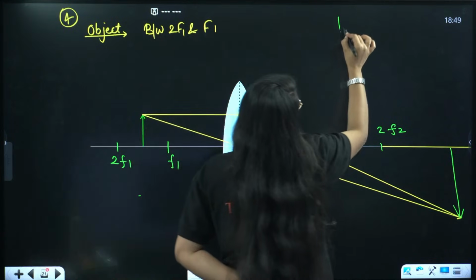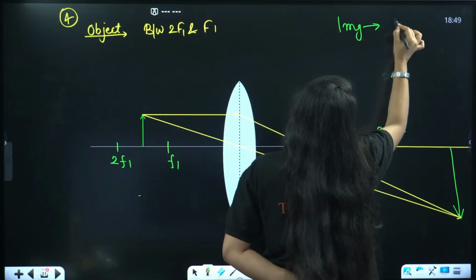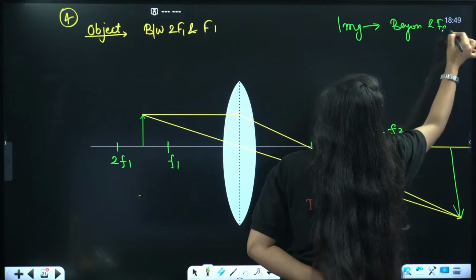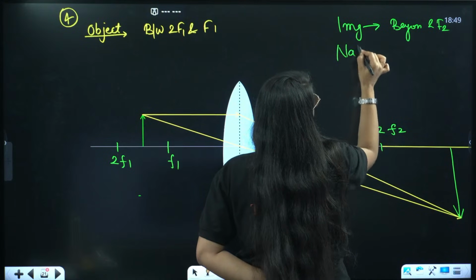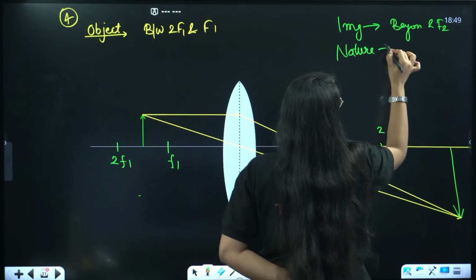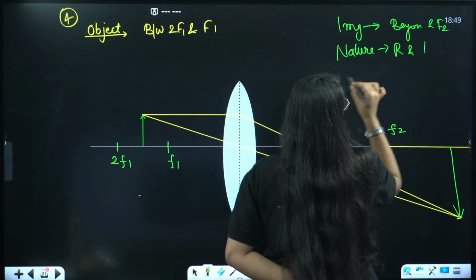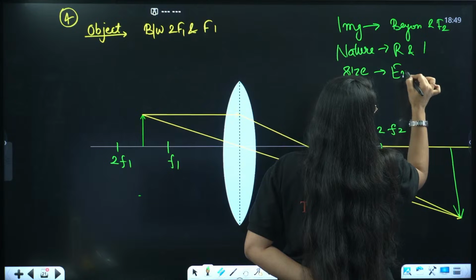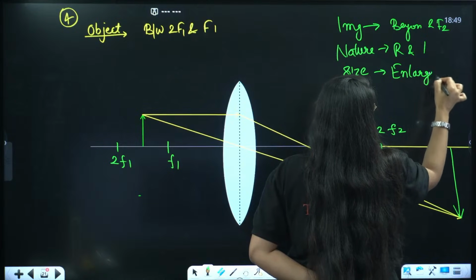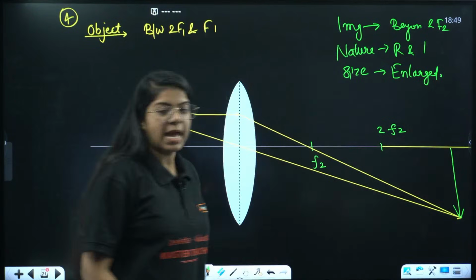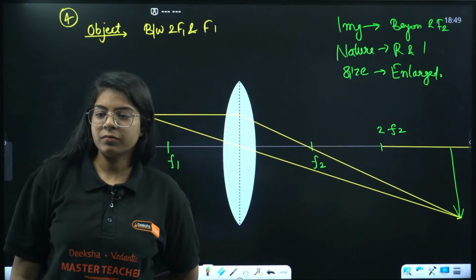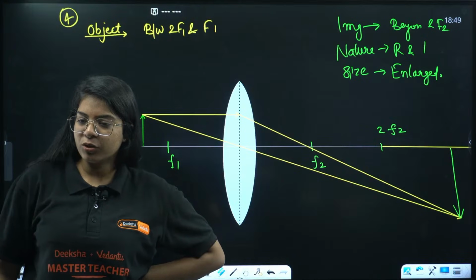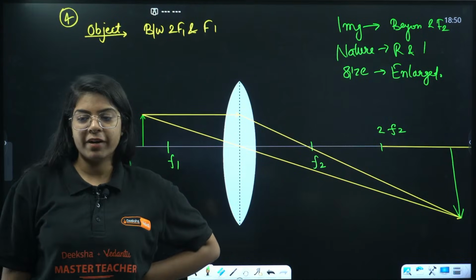The object is between 2f1 and f1, and the image is beyond 2f2. What is the nature of the image, tell me quickly. The nature of the image is real and inverted, and the size here is enlarged. Done? Any doubt, anyone? Okay? Done? Yes. Behind 2f2. Very good.